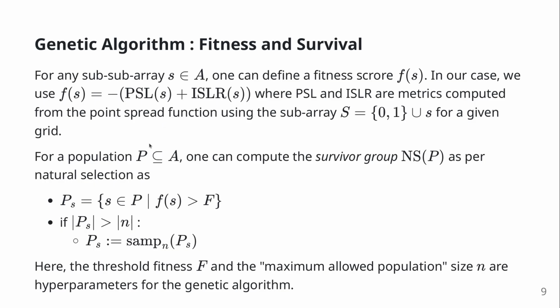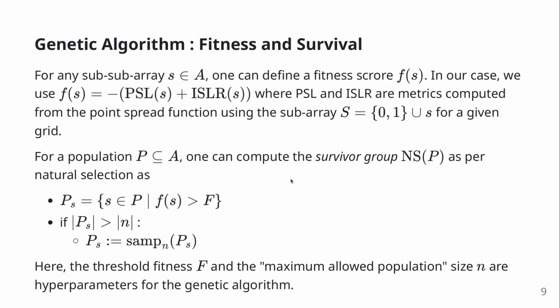So now for a population P, which is a subset of the whole solution space, one can compute a survivor group using this fitness. I'm calling the survivor group NS of P. NS is shorthand for natural selection. I ran out of terminology to use, so I'm just using this. Okay, so you can compute the naturally selected population like this. First you throw away everyone who was not fit. So you have a sort of thresholding. You have a threshold score F, which is a hyperparameter once again. You only take individuals who are fit, as in their fitness score is higher than F.